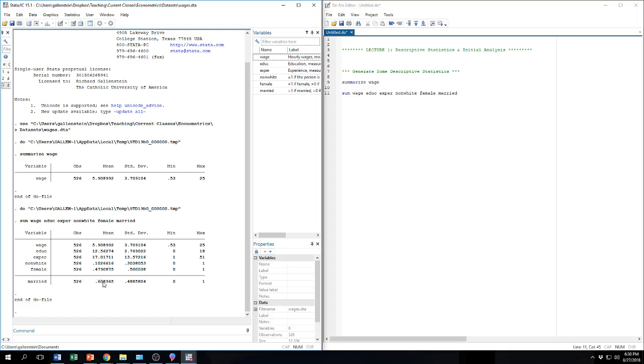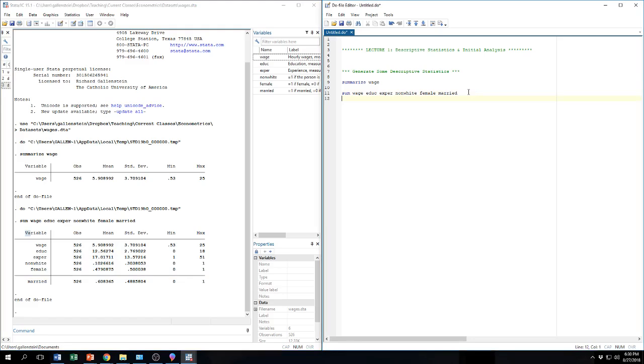Now, I said before that we might be interested in doing an analysis and thinking, well, how are wages related to being married? If we wanted to do that, it would be important for us to at least know the descriptive statistics of wages and of married. What's the mean wage? 5.9. How many people in our sample are married? 60%. 60% of the sample are married.